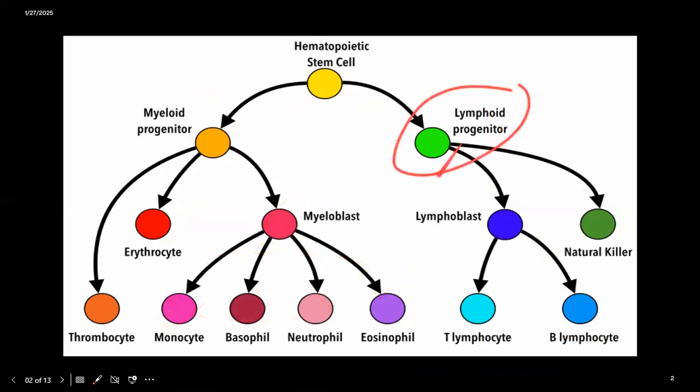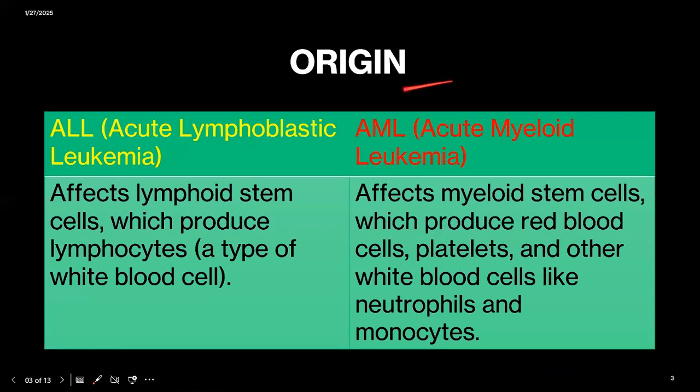From the lymphoid progenitor, you will see the formations of the lymphoblast, in which you will see the T lymphocytes and the B lymphocytes and the natural killer cells. So, AML disturbs the myeloid lineage and ALL disturbs the lymphoid lineage.